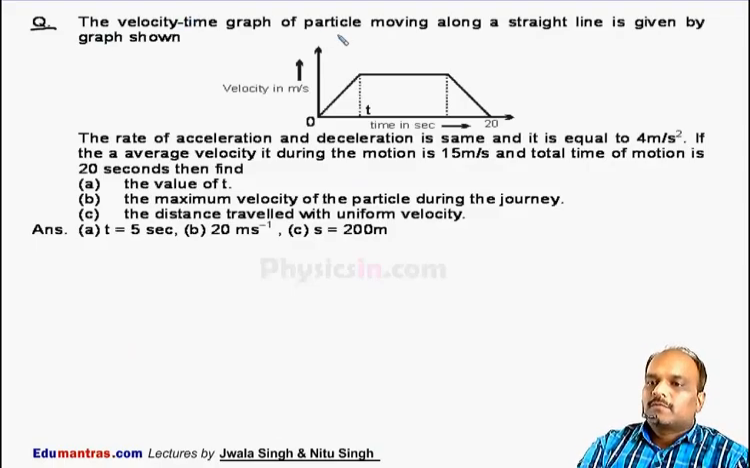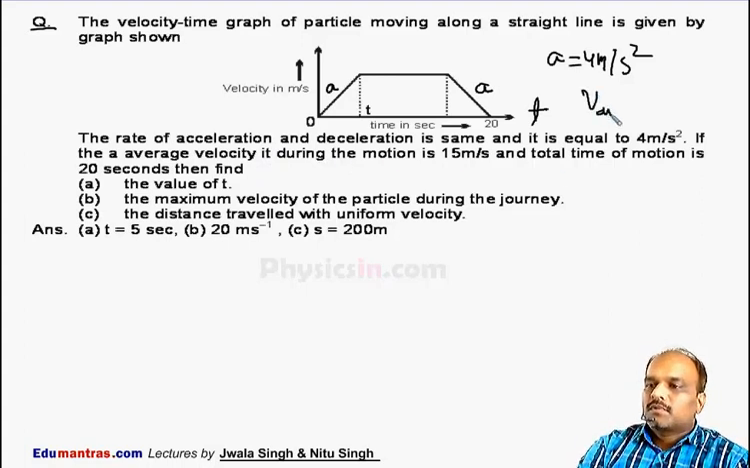The velocity time graph of a particle moving along a straight line is given by the graph shown. This is velocity and this is time. The rate of acceleration and deceleration is the same and is equal to 4 meter per second square. Let this acceleration be a, this is retardation a, and a is 4 meter per second square. It is given. The average velocity during its motion is 15 meter per second, that is also given, and the total time of motion is 20 seconds.